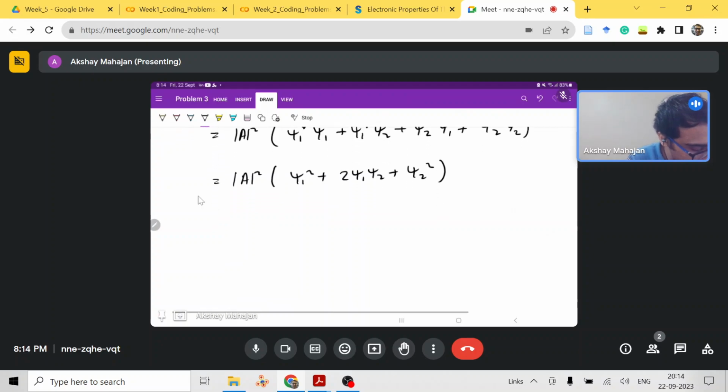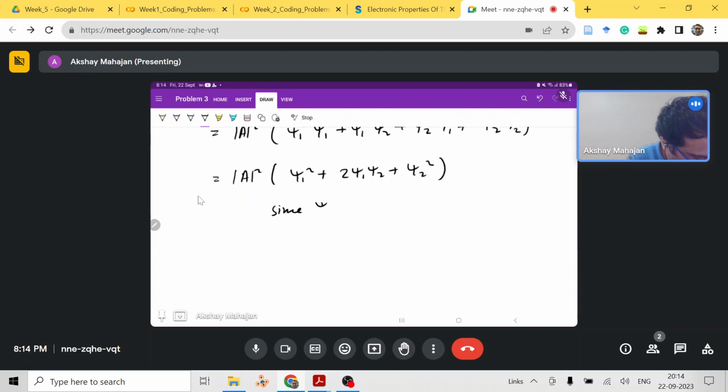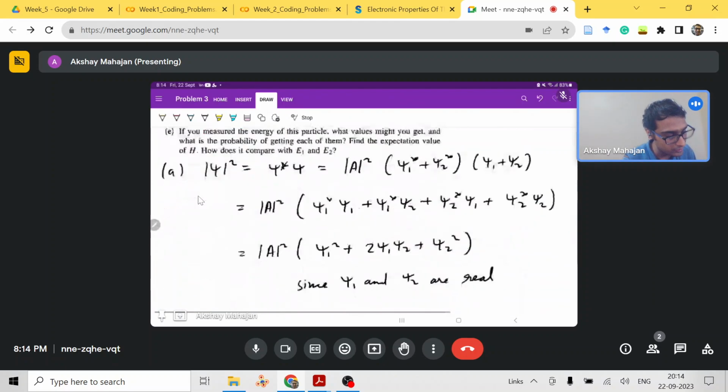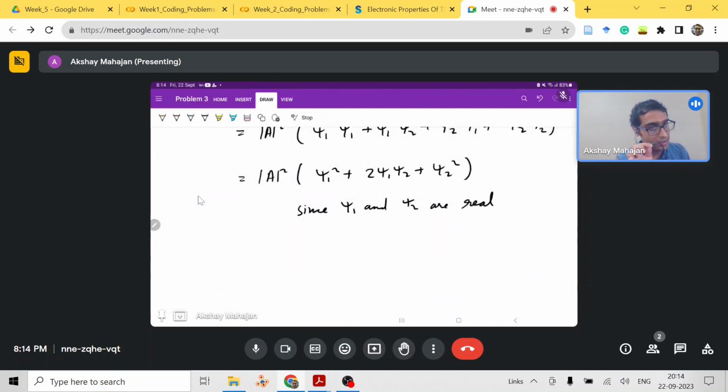Why? Because psi 1 and psi 2 are real. We know that these psi 1 and psi 2 wave functions are real for our case, which is a particle in a box, an infinite square well. That's why we can just write it like this.